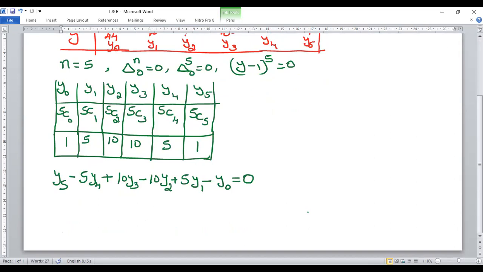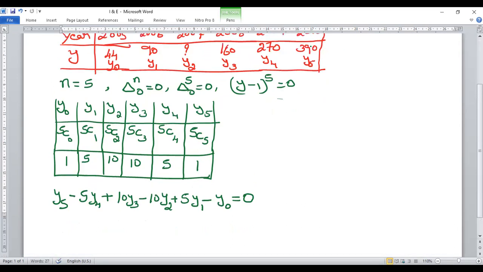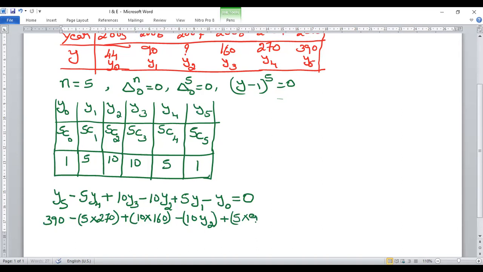Then here substitute the values. What is the value of y5? Here y5 is 390 minus 5 into y4. y4 is 270 plus 10 into y3. y3 is 160 minus 10 into y2. y2 is the missing value, 10y2, plus 5 into y1. y1 is 90 minus y0. y0 is 44, is equal to 0.